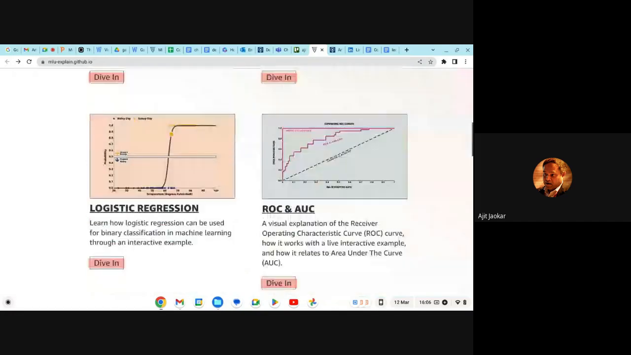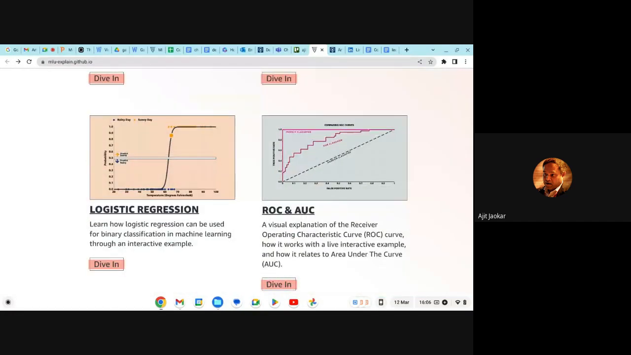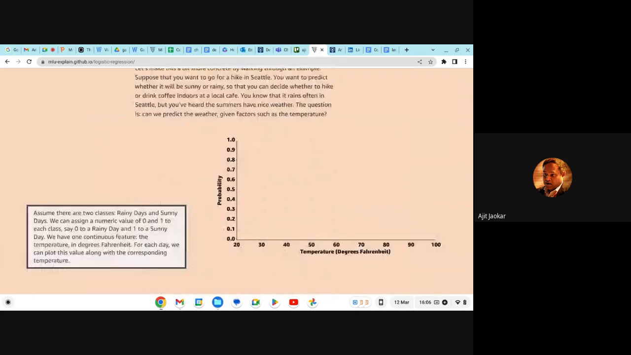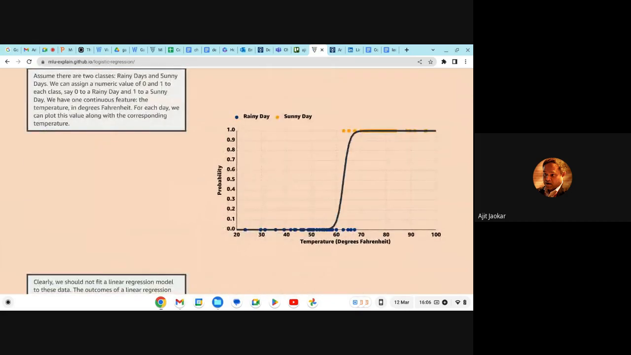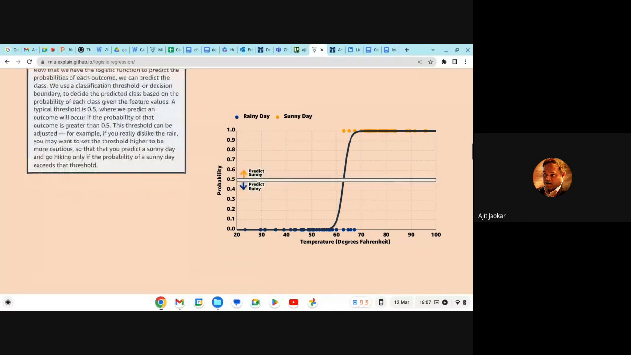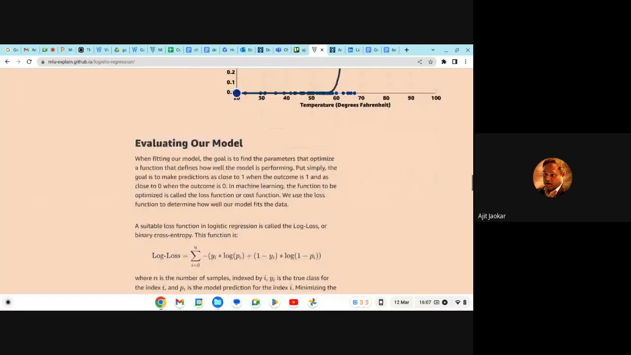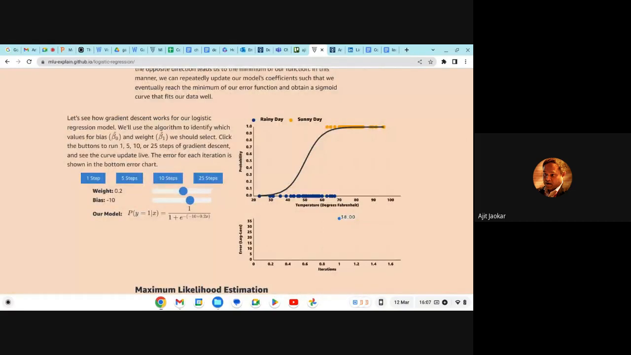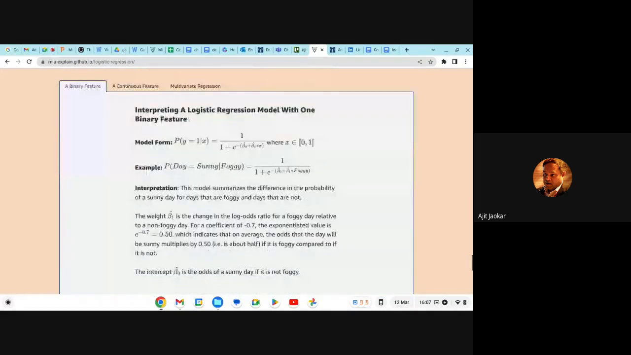is logistic regression. Logistic regression is a classifier. So this is another good way to learn something here. With the classifier, how it works, again, you're trying to find out if it's a sunny day or a rainy day based on the temperature and the probability. So this is how you work with that, and you estimate the coefficients of this variable within this. So this is good.